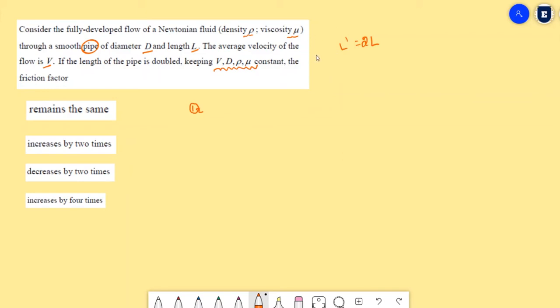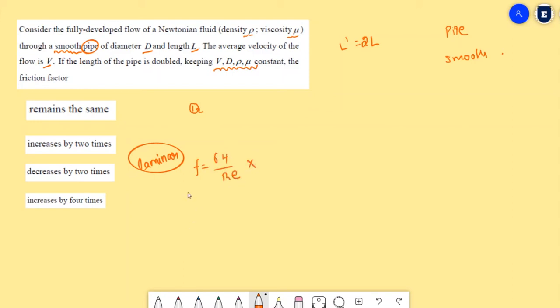They said that it is a smooth pipe. So the first keyword is that it's a pipe, and also they said it is smooth. Was there any word mentioning laminar in the question? No, it is not mentioned. So obviously you should not take the friction factor as 64 by Re.